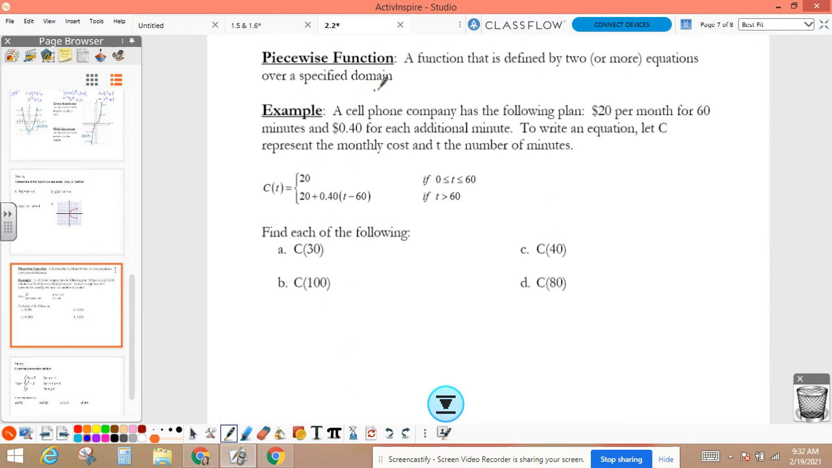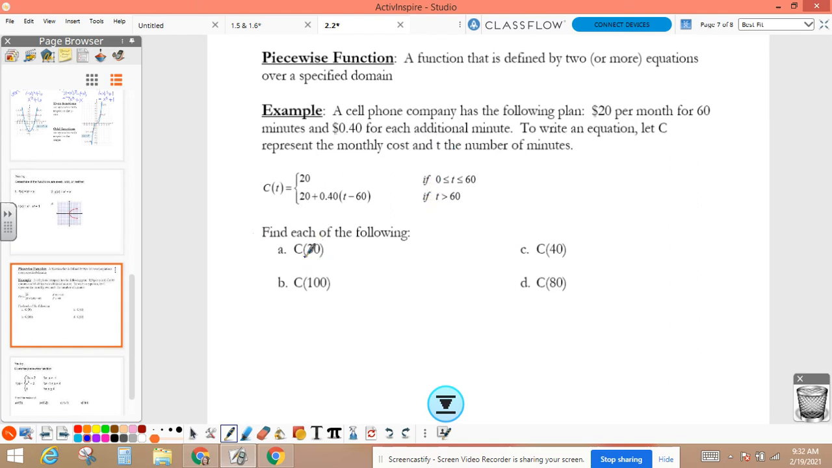All right, so a piecewise function. They give you an example. It's like a word problem. So it's really just giving you a description and then the function. So we're saying that we're going to pay $20 if we have between 0 and 60 minutes of talking. And then we're going to pay $20 plus 40 cents for the minutes over 60. So we use this part of the function if we're between 0 and 60. We use this function if we talk more than 60 minutes to see what we're going to pay.